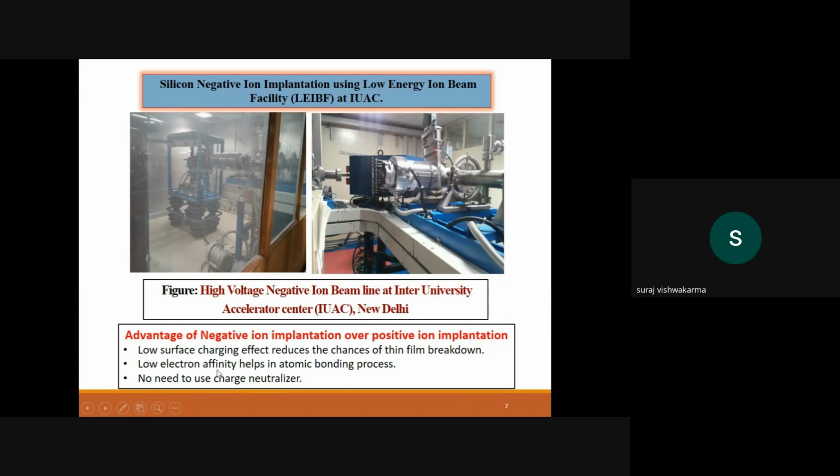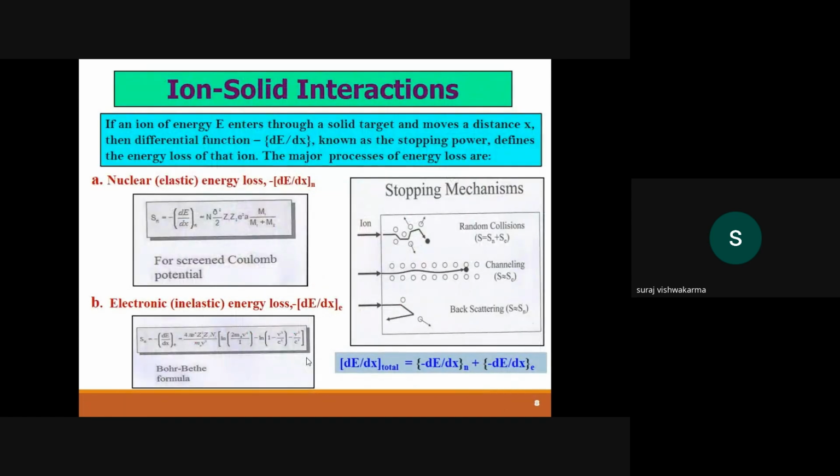It has a low electron affinity, so it helps in developing the nanomaterials. That is called the atomic bonding process. And then we don't have to use a neutralizer, so extra machinery and cost will not be needed.